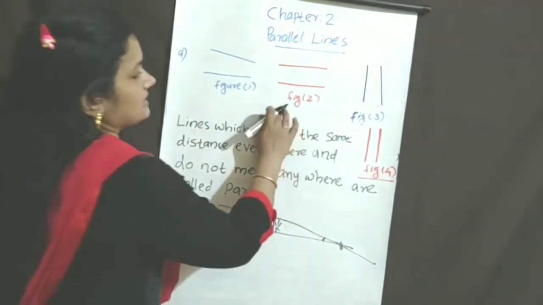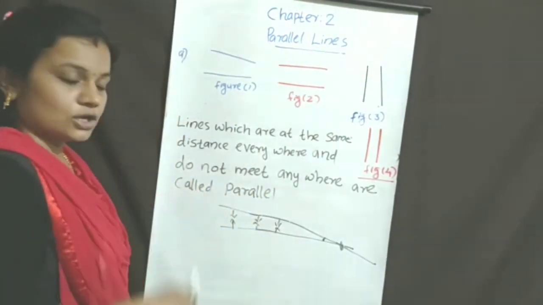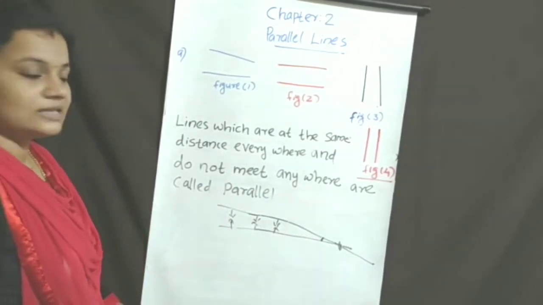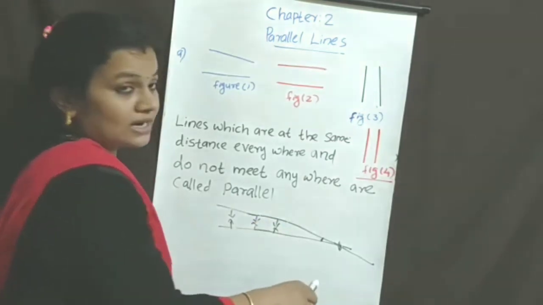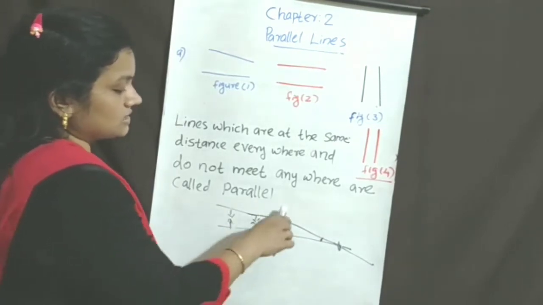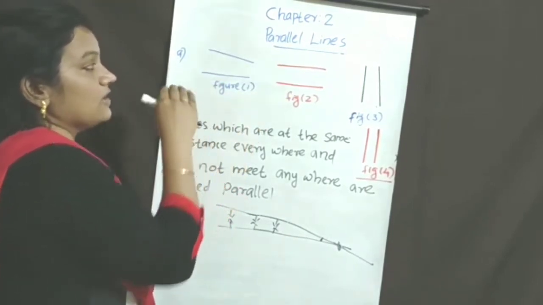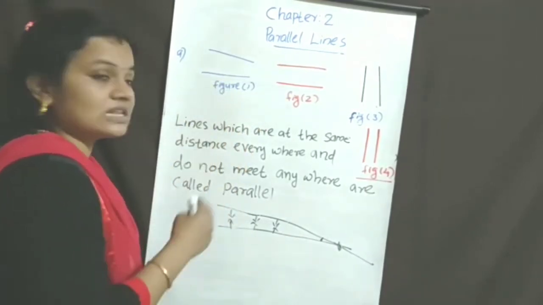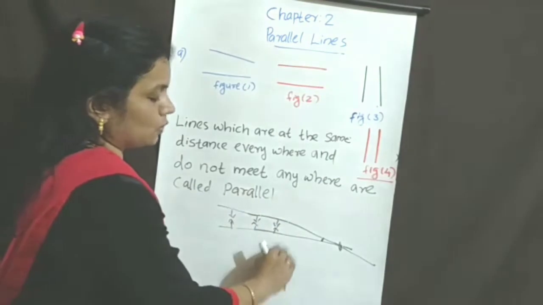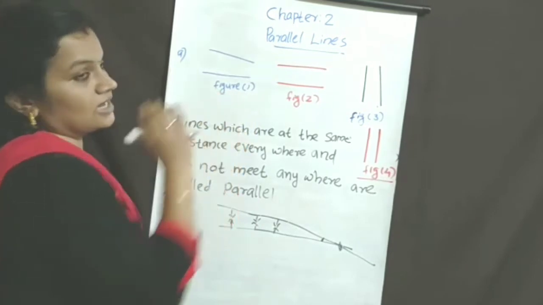Then you check the second figure. Is the distance the same, equal, or different? You check this distance. The distance of these lines is not equal. The distance between these two lines is not equal. If we extend the end points, these lines will meet at a point. Okay, this is the first figure description.